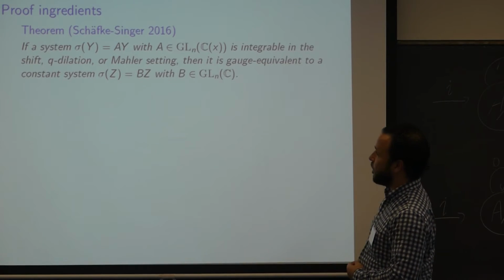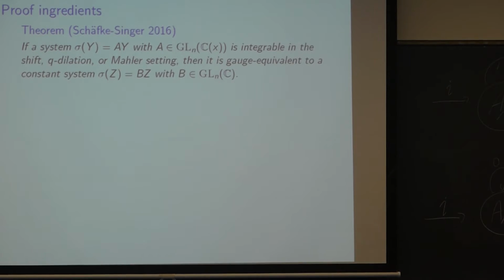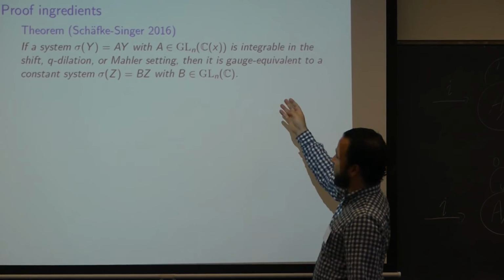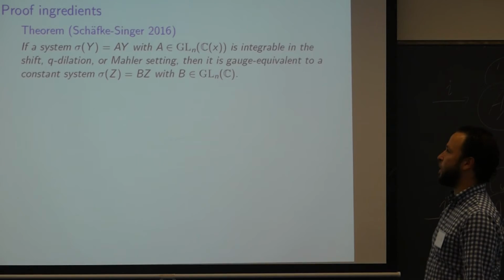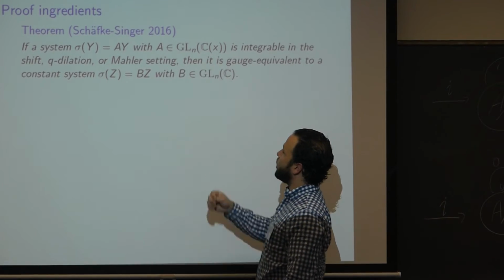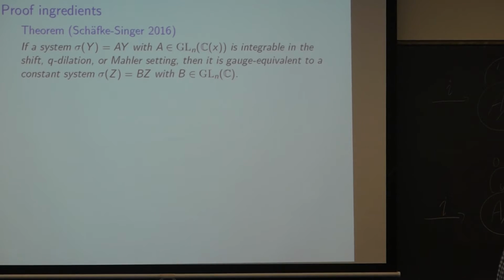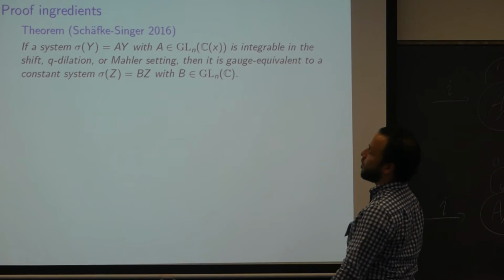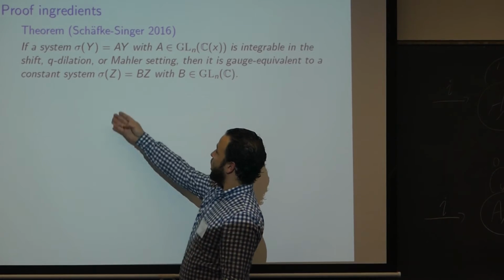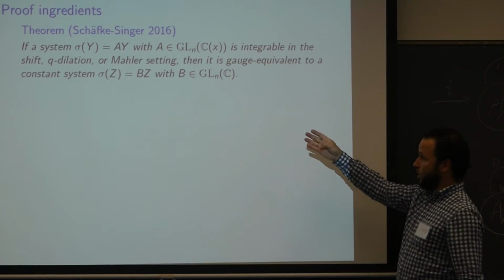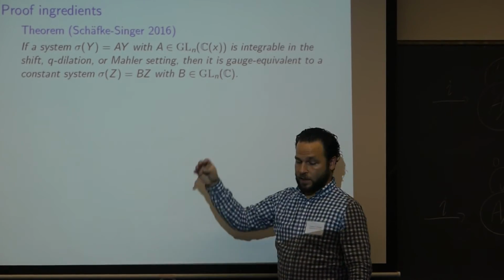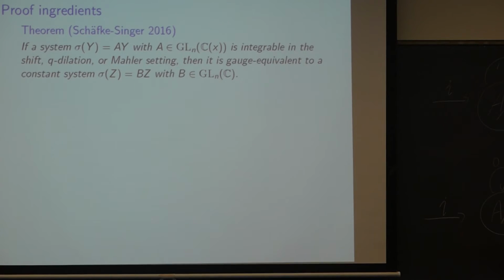So the result that we use to prove this is this. If you have one of the systems that I was talking about before, so sigma is the shift, pure dilation or Mahler, where the matrix A has rational function entries, and the system is integrable, then it's equivalent to a constant system. By constant, I mean that the matrix for the new equation only has sigma invariant entries.